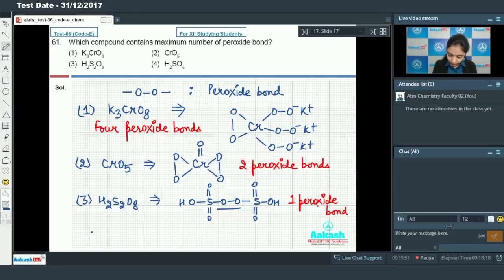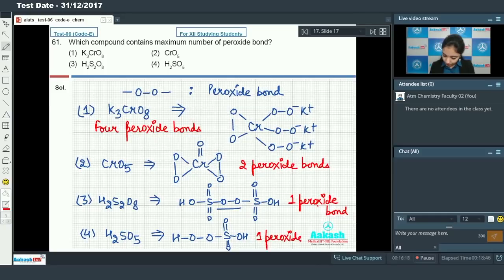So now you have H2SO5, which is known as Caro's acid. It also has one peroxide bond. So the maximum number of peroxide bonds are present in K3CrO8. So option number 1 will be the correct answer.